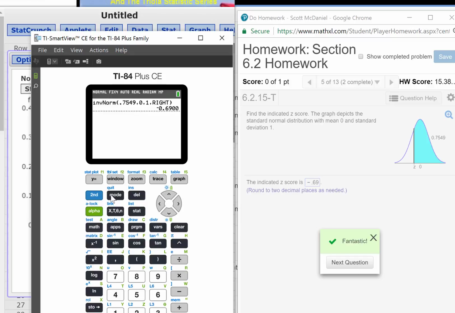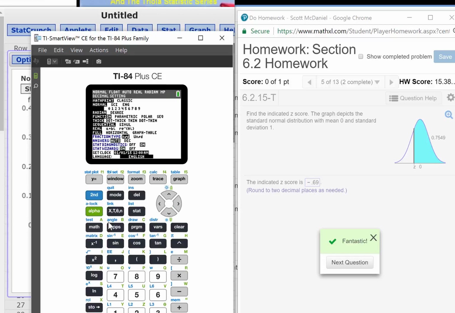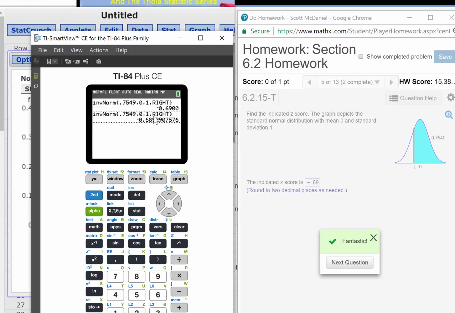And I had it automatically round to 4 decimal places from an earlier one. If you need to float that back out, come over here and select float. And if you didn't have it rounded, it probably looked more like that.